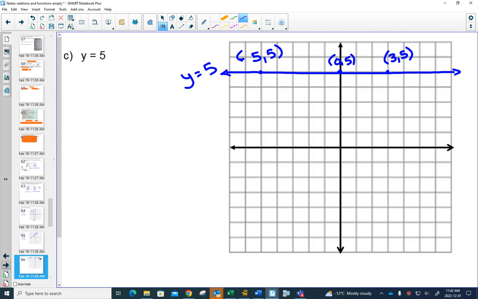The y value always has to be 5. How many points could you graph? Millions of them. Really easy. And if it's always 5 for the y value, you will get a horizontal line. So if you think about your x-axis, there's a horizontal line. Can you see that the equation of the x-axis would be y equals 0? Because every single point on your x-axis has a y value of 0.